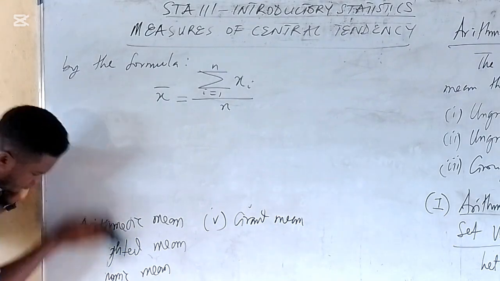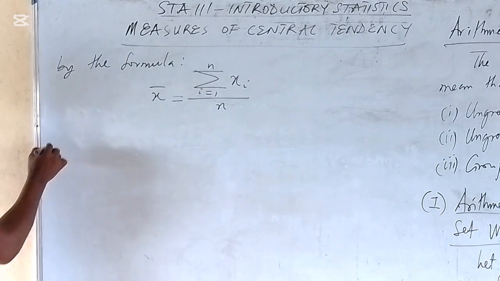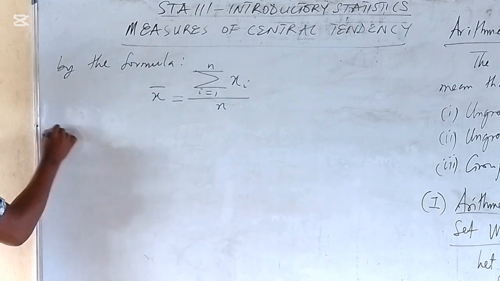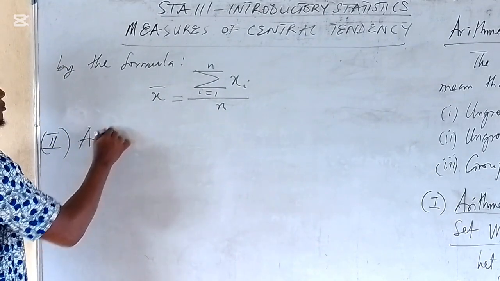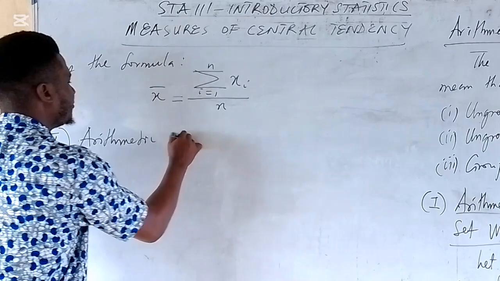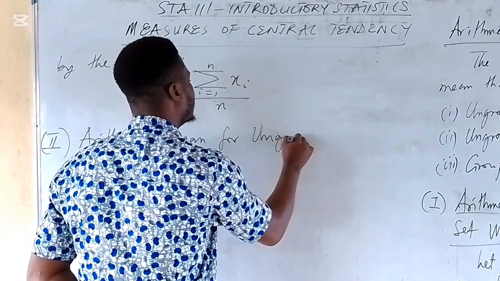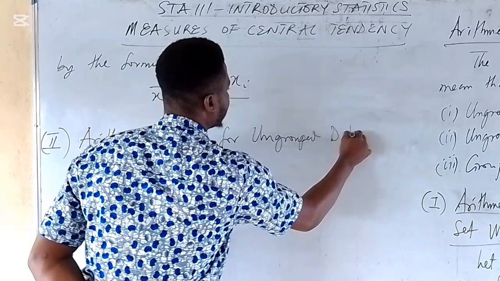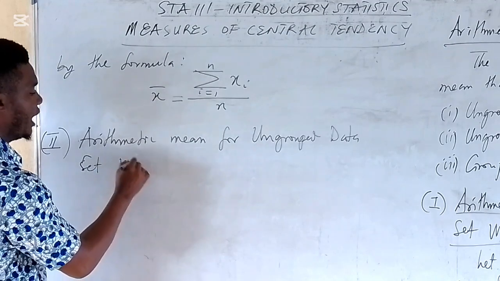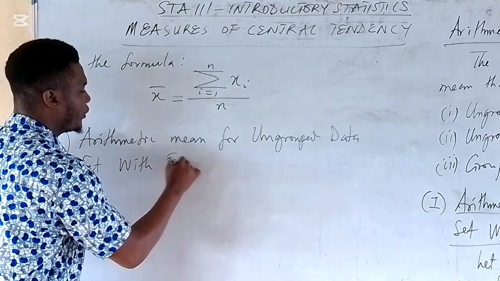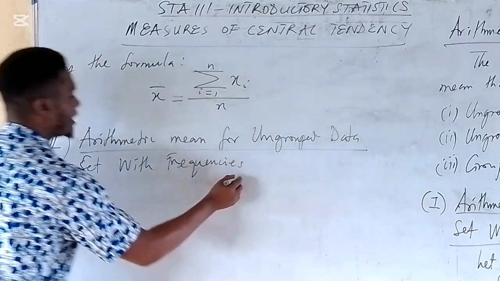So, case 2. Case 2 is arithmetic mean for ungrouped data set. Ungrouped data set with frequencies.